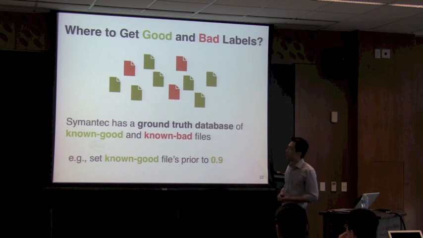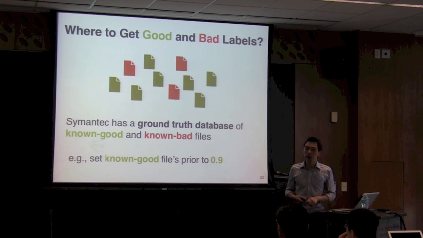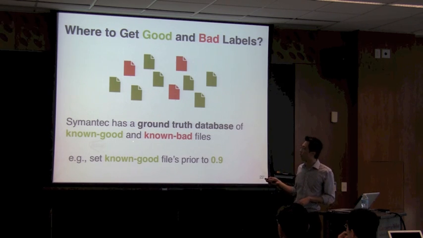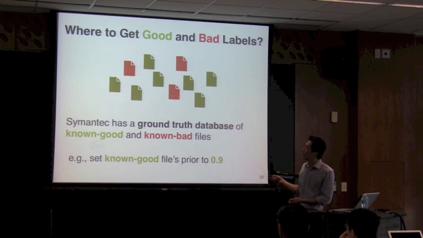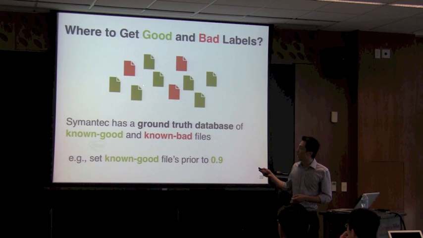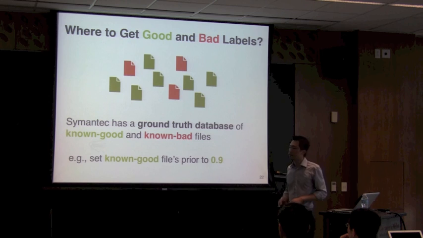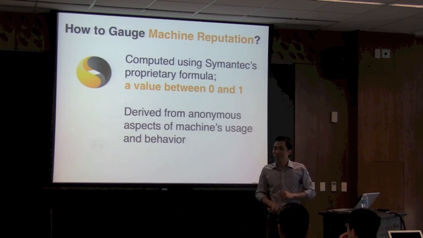And as I said, Symantec knows some information, and it's stored in what they call a ground truth database. So they know some unknown good, some unknown bad. And how we can use this information is to say, well, if I know a file is a known good file in the ground truth database, then I can say my prior probability about it being a good file is a high number, high meaning close to 1.